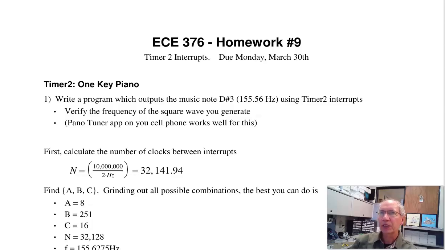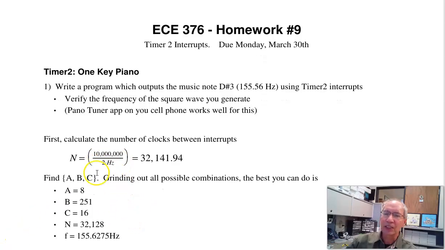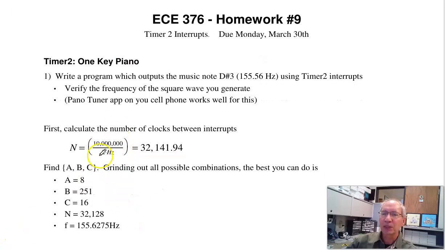What interrupts do is they're subroutines called by hardware. I can set up timer 2 to interrupt every n clocks. To output 155.56 Hertz, calculate n. N is 10 million divided by 2 times Hertz, or I want to interrupt every 32,141 clocks.